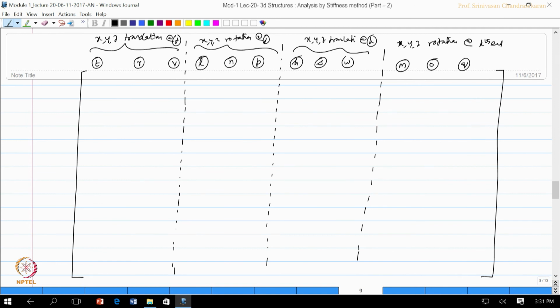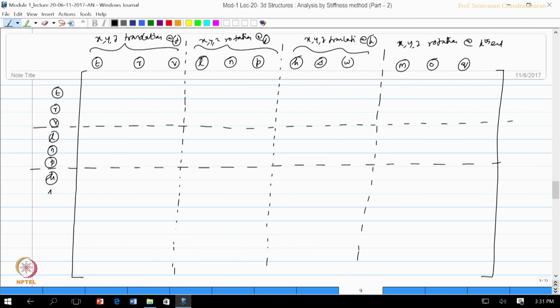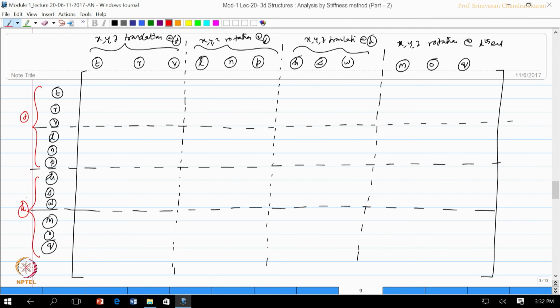Let us also mark the labels here. This is T, R, V, then L, N, P, H, S, W, M, O and Q. Okay. So, now these are happening at the jth end, these are happening at the kth end, and these are forces and these are moments. Similarly, these are forces, these are moments. Okay. Let us fill up these values.